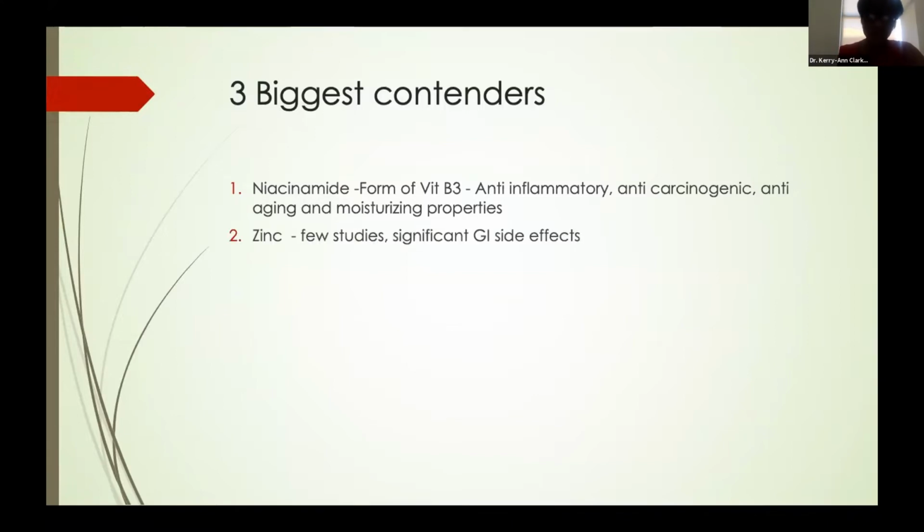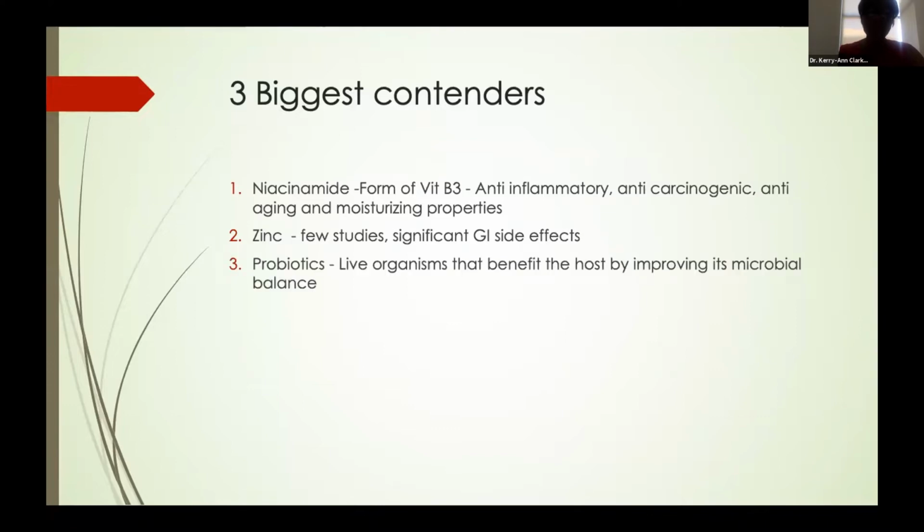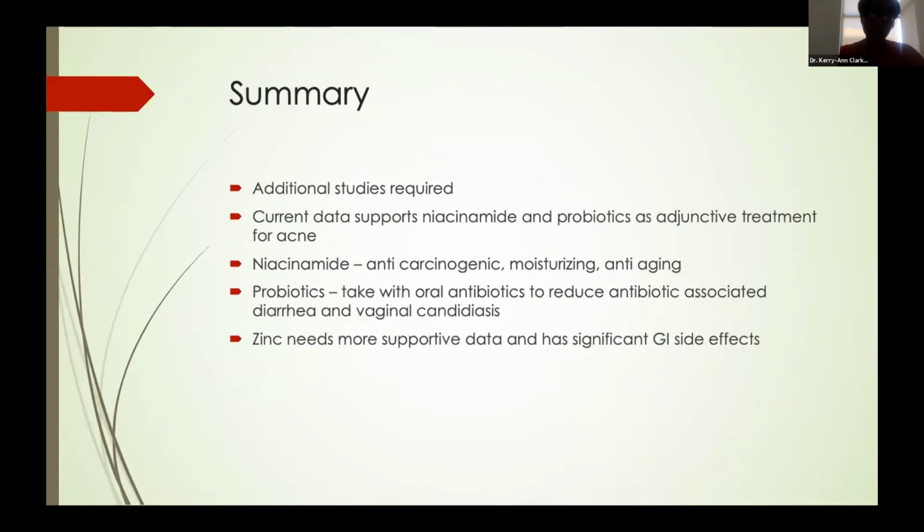Zinc is also used as a contender. It has fewer studies. They did a head-to-head study with minocycline and found that it's not as efficacious. At the end of the day, it has more GI side effects than even the minocycline, so it's not really used. Probiotics, we're using this in multiple disciplines because it helps the host to improve their own microbial balance.